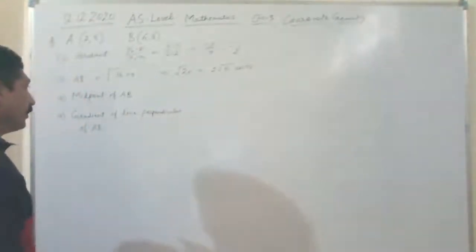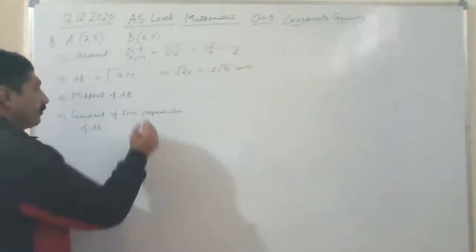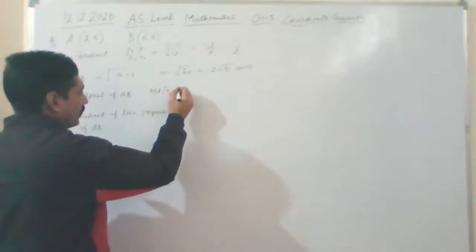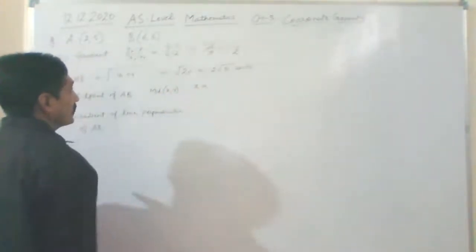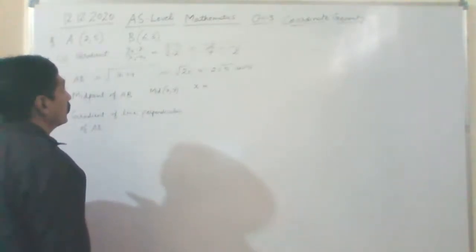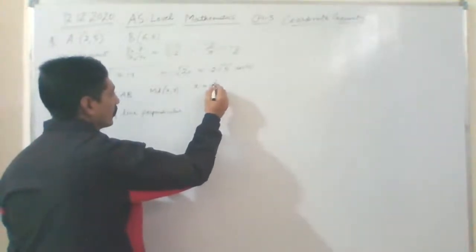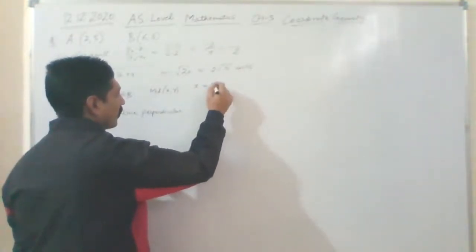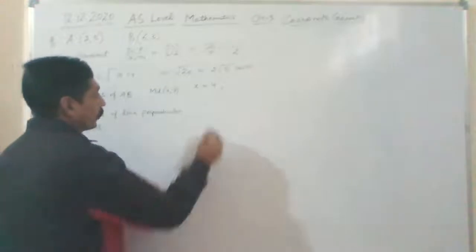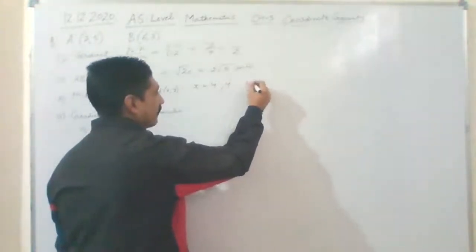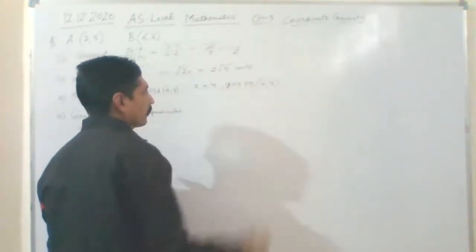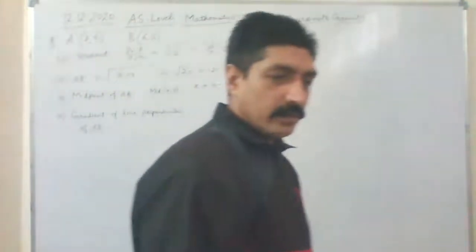Now midpoint of AB. The coordinates of the midpoint, that one is x and y. So x is 2 plus 6 divided by 2, 8 upon 2, that is 4. X is 4 here. And y is 4. So the midpoint is having coordinates 4 comma 4. Y is also 4.